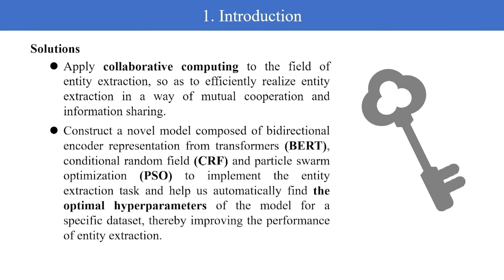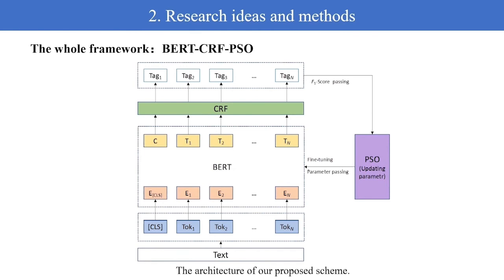In detail, we apply cooperative computing to the field of entity extraction so as to efficiently realize entity extraction in a way of mutual cooperation and information sharing. At the same time, we construct a novel model composed of BERT, CRF, and PSO to implement the entity extraction tasks and help us automatically find the optimal hyperparameters of the model for a specific dataset, thereby improving the performance of entity extraction. The overall structure of our scheme is shown in the figure below. It can be seen from the figure that this architecture mainly consists of three modules, including BERT model, CRF layer, and the PSO algorithm.